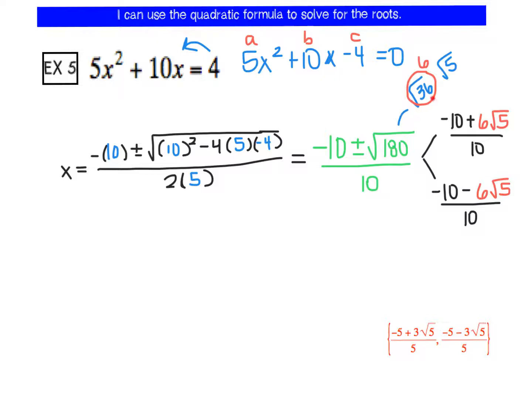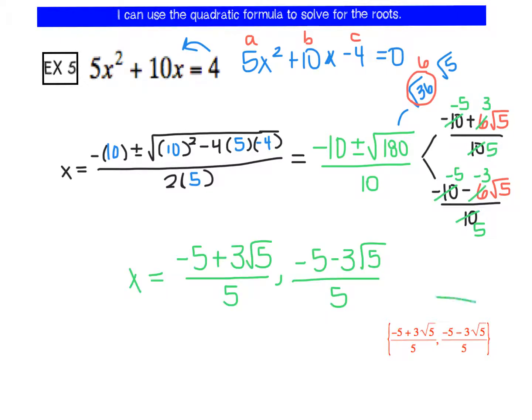So the square root of 36 times the square root of 5 is the same as the square root of 180. Square root of 36 is 6, so I took out that perfect square, and I'm left with the imperfect square, so I have this so far. And one of the things I noticed is I have -10, 6, and 10, so 2 can go into all of those. And that's where we get this solution right here of x equals -5 plus 3 root 5 over 5 and -5 minus 3 root 5 over 5. If you have those switched in order, that's okay. That means the same thing.